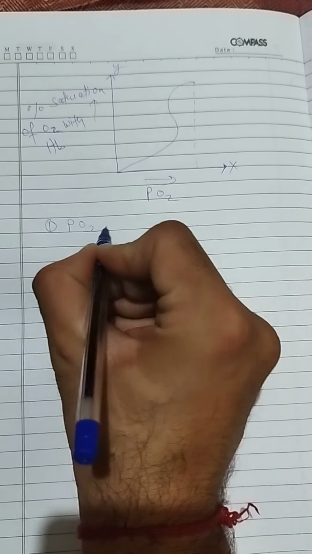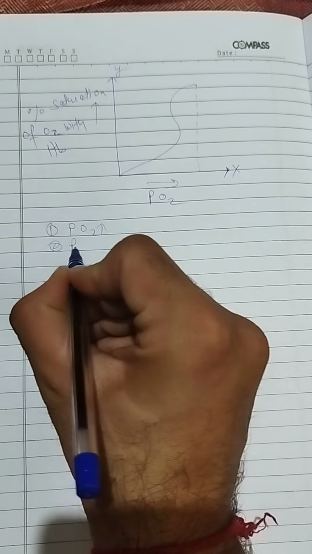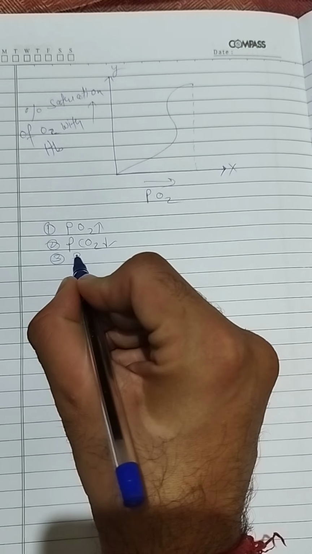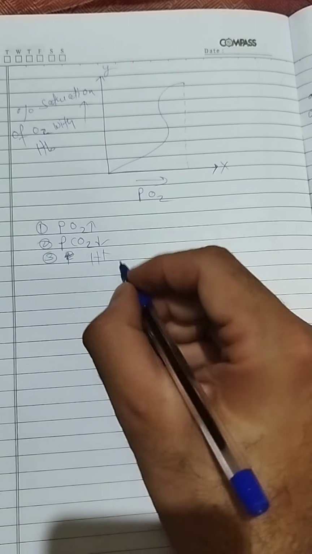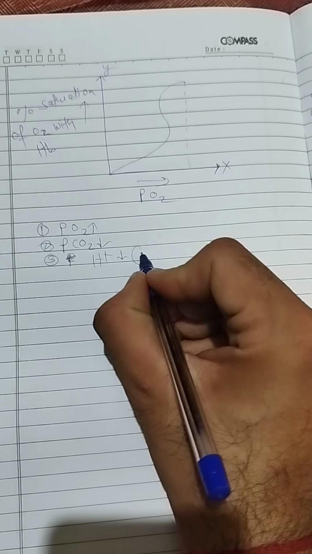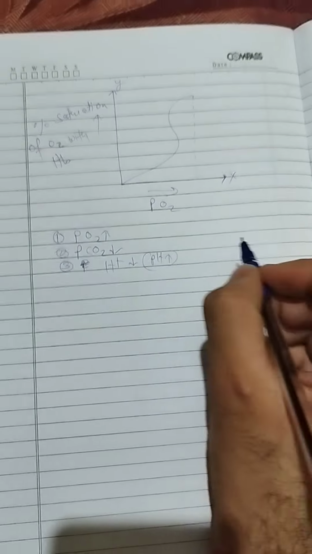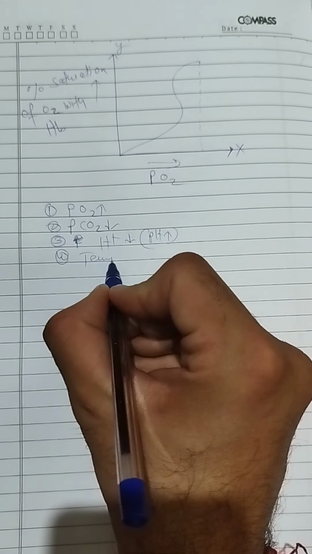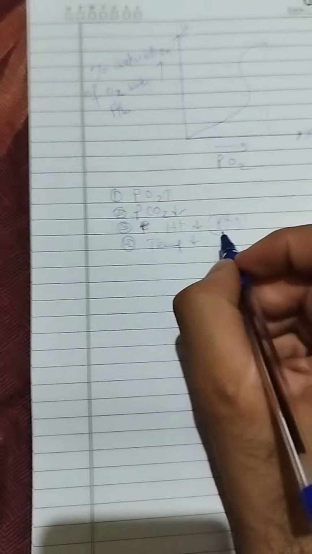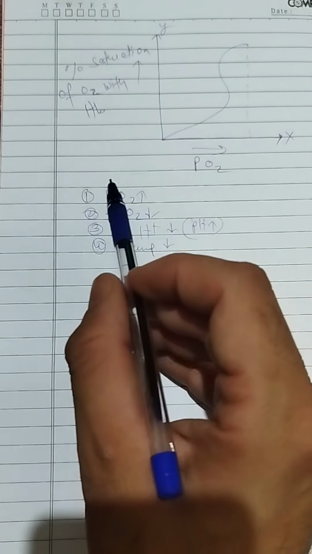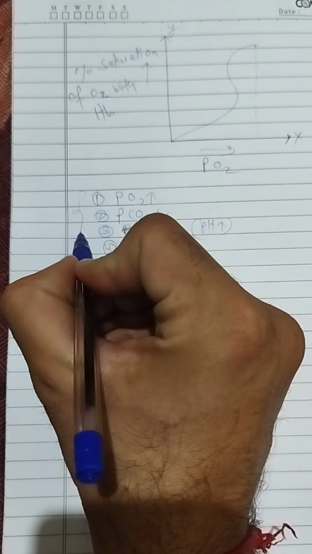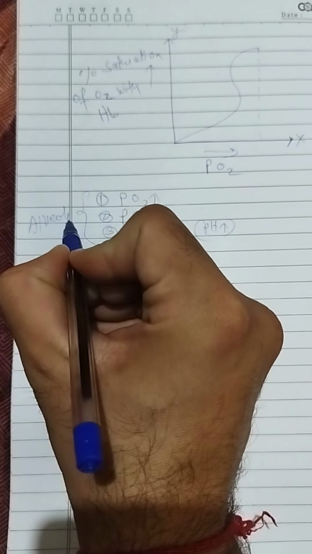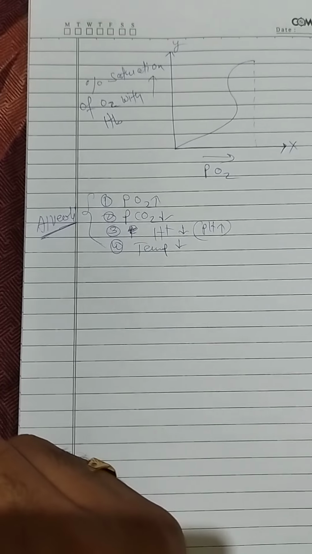Now there are some conditions. Suppose the partial pressure of oxygen is high. Second, the partial pressure of carbon dioxide is low. Third, the H plus ion concentration is low, that means pH is high, that means alkaline pH. And the temperature is low. So these conditions are found at which place? These are found at the alveoli.